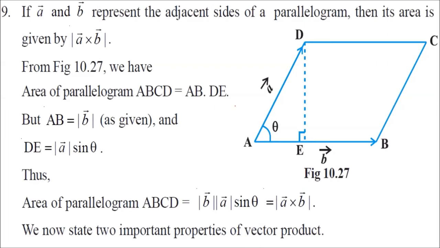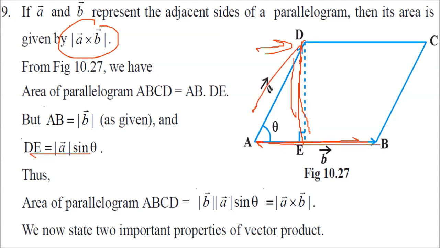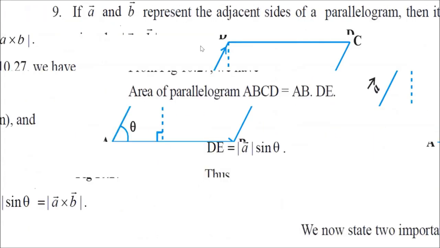Now if you take the case of a parallelogram, the area is simply a cross b. In this particular parallelogram ABCD, the area will be AB into DE, base into height. What is the base? b. What is the height? Again a sine theta. So this is b into a sine theta, which is a cross b. So the area of a parallelogram is simply a cross b, and the area of a triangle is half into a cross b.